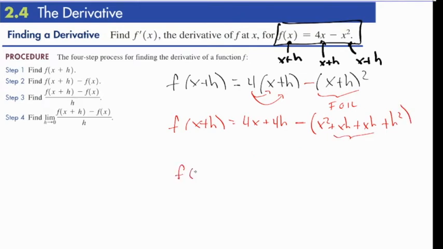Let's write this in its simplest form. 4x plus 4h. Now I'm going to distribute this minus x squared. The xh plus xh is 2xh, so we have minus 2xh, and then minus h squared. And we see there's nothing we can combine here. That is going to stay as it is. Step 1 is done. Now we want to take this f of x plus h and subtract f of x from it.